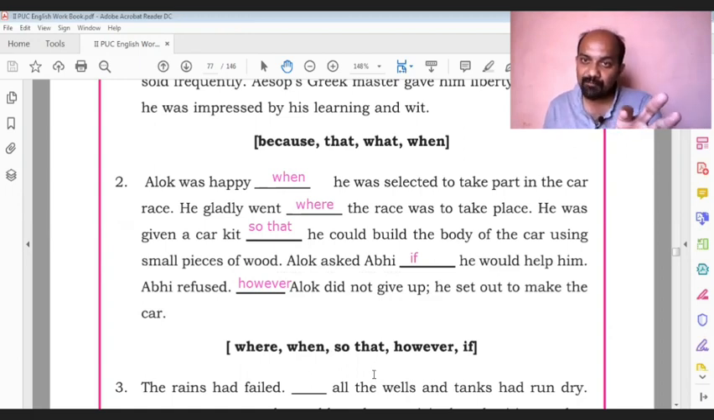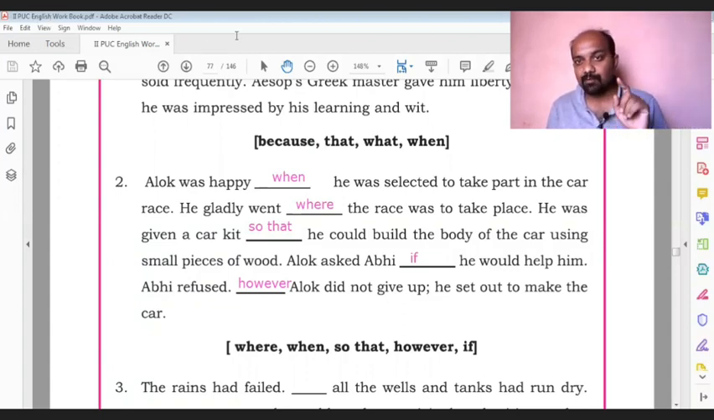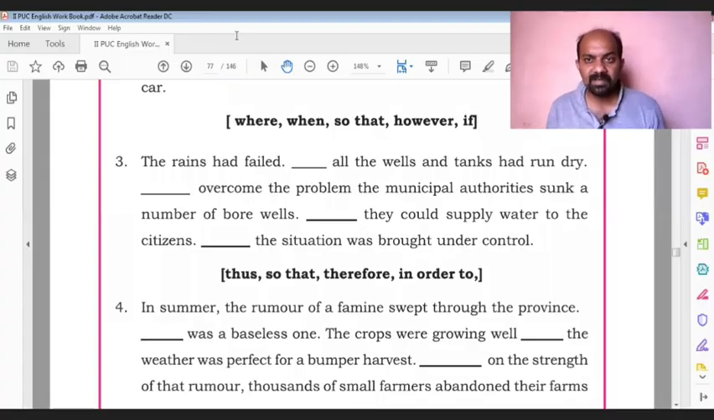What is the function of however here? You can call it a concession or a result. Though Abhi did not help him, Alok continued to work. He did not give up. So that kind of a concession or a result is what however suggests in this paragraph. I hope the second paragraph is also clear. Let us see one more.